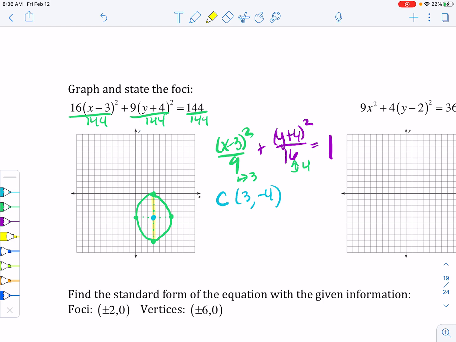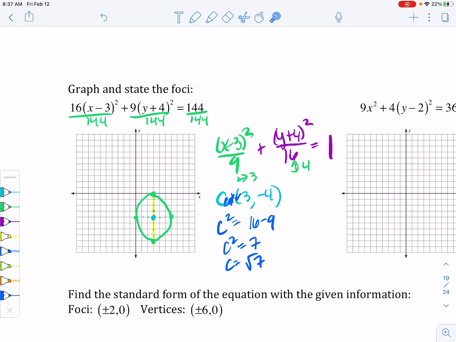Okay. So if I want to find my c squared value, I should say that's the center. So c squared is a squared minus b squared. So 16 minus 9. So our c squared is 7 again. So that means that our c is root 7. Okay. So that means from our center, we're going to go up and down, because the 16 is a bigger number than 9. So we're using up and down from our center because the major axis is on the y's.